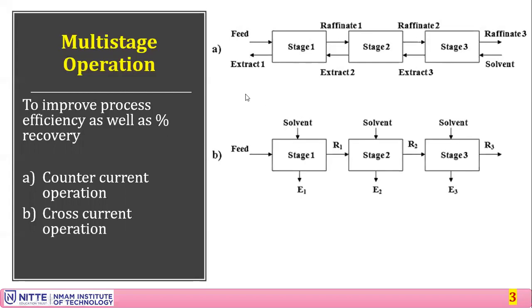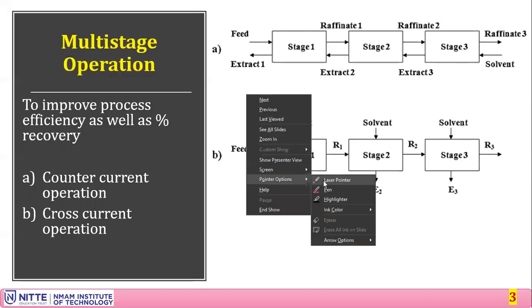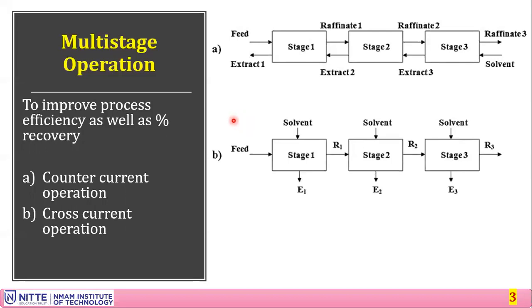Now if you look into another one, that is cross current operation. Here the feed enters, exits as raffinate 1, which will be the feed for stage 2. Then that raffinate enters stage 3 and exits. The solvent doesn't enter the last stage like this. Unlike that, the solvent enters stage 1 and leaves as extract. This extract is different and never reaches stage 2. For stage 2, fresh solvent is added and that forms the extract. Fresh solvent is added to stage 3, that becomes extract 3.